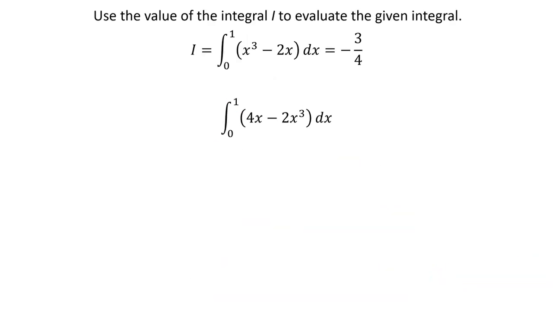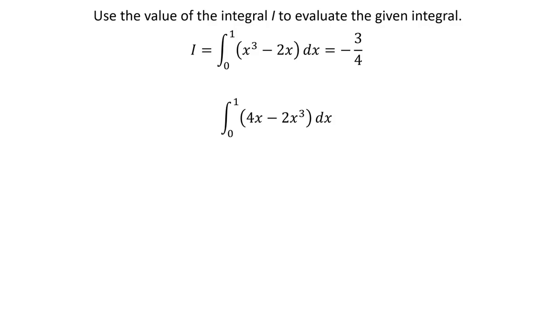This example asks us to use the value of the integral I to evaluate the given integral. And we're told that I is equal to the integral from 0 to 1 of x cubed minus 2x dx, and that that integral has a value of negative 3/4. And we need to find the value of the integral from 0 to 1 of 4x minus 2x cubed dx. Well, 4x minus 2x cubed and x cubed minus 2x are not the same expression, or at least they don't initially seem to be. And if we don't have an x cubed minus 2x, then we can't evaluate this integral.